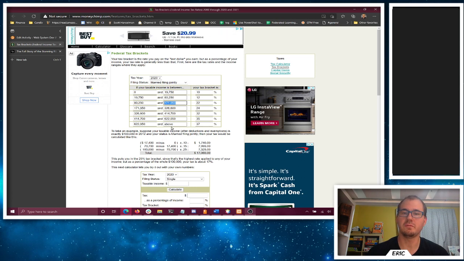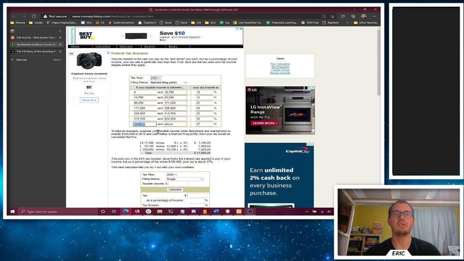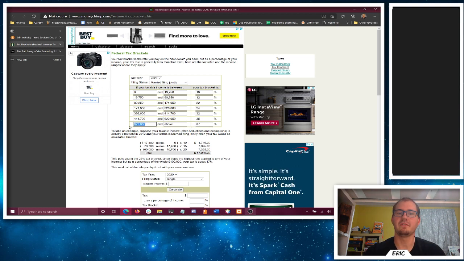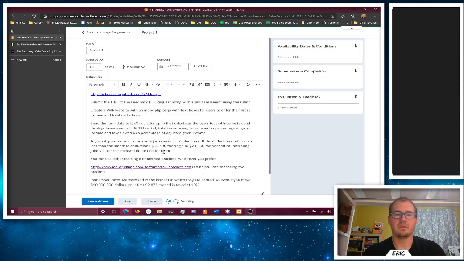Right? So just because you make more than, if you made $1 million, you don't pay 37% of everything. You only pay 37% of the money above this number, because the money below that was taxed at a lower rate. That's what the progressive income tax is. Okay, so we're going to calculate the taxes owed for each bracket, total taxes owed as a percentage of gross income, and total taxes owed as percentage of adjusted gross income.